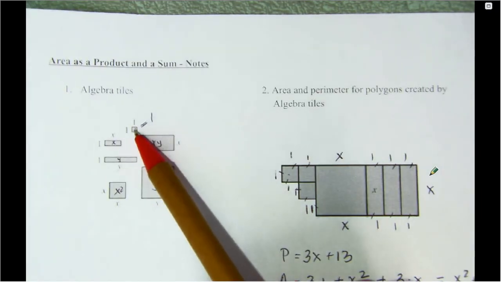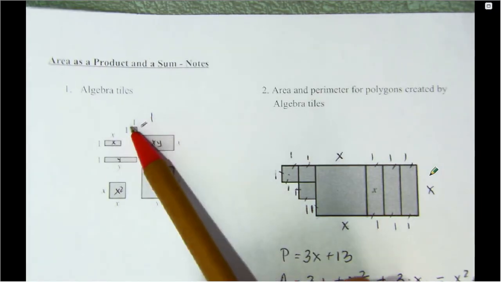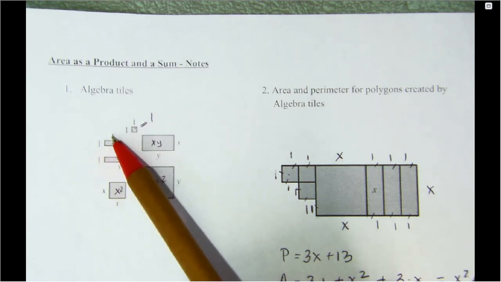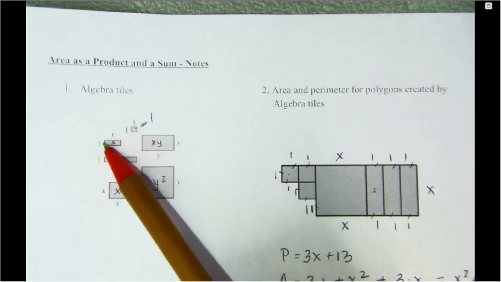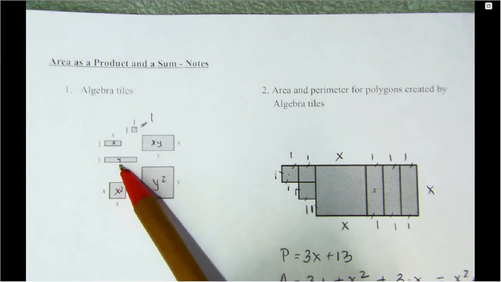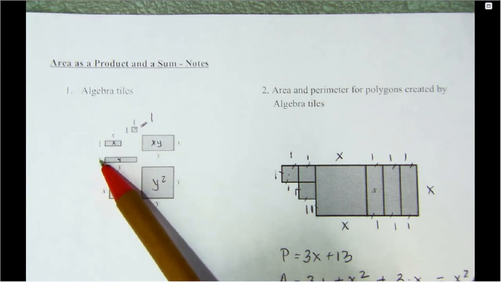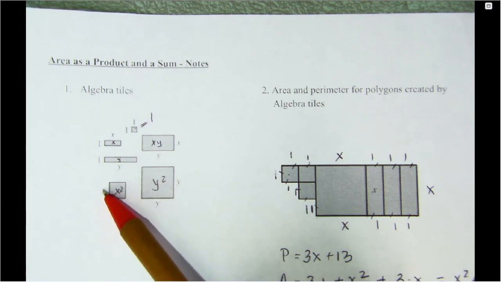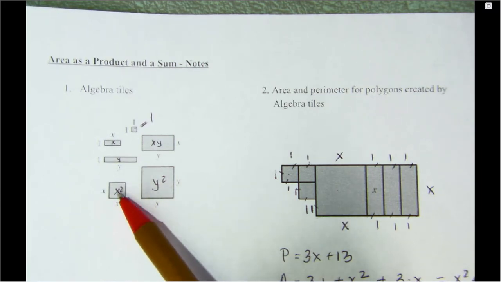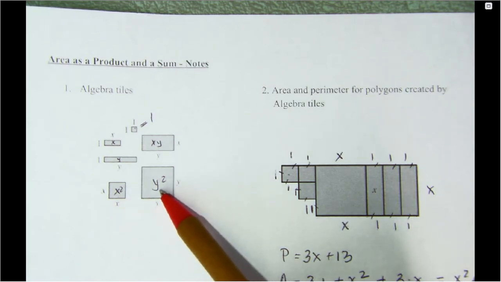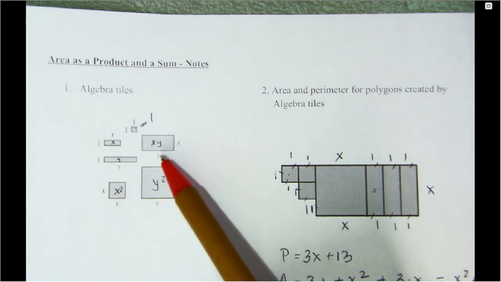There's a tile 1 by 1, and the area is 1 times 1, which is 1. Algebra tile x times 1: the length is x, the width is 1, so the area is x, because 1 times x. Y for length, 1 for the width, the area is y. You have a tile that is x by x, so the area is x squared. Tile y by y, so the area is y squared. And there's one also x by y, so the area will be xy.